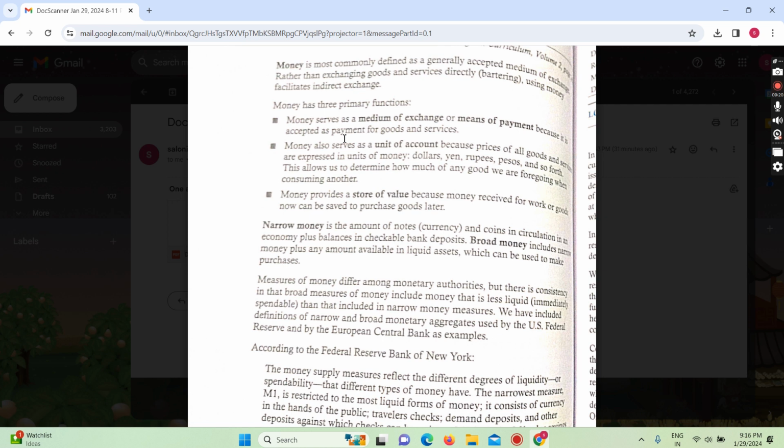Moving further, what is narrow money? Narrow money, broad money, and all such things.